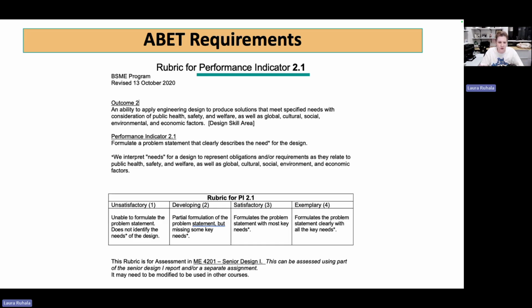Unsatisfactory would be you're unable to formulate the problem statement. You don't identify the needs of the design. Nobody wants to be there. Developing would be that you have a partial formulation of the problem statement, but you're missing some key needs. Satisfactory would be that you formulate the problem statement with most of the key needs, and exemplary is that you formulate the problem statement clearly with all the key needs. Again, we're looking at performance indicator 2.1, formulating the problem statement that clearly describes the need for the design, with a need being defined below.